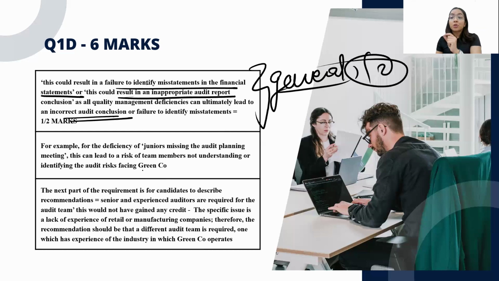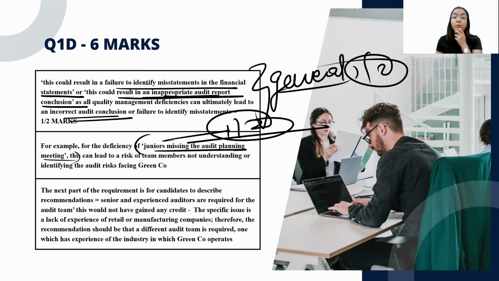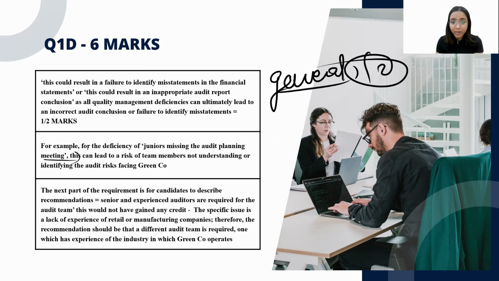Fine. In order to get 1 full marks, junior missing the audit planning meeting, this would lead to the risk of team members not understanding or identifying audit risk. So that if you would have simply said juniors missing the audit planning meeting would result in an inappropriate audit report conclusion, you would have got half marks. Then you would come and run and say, ma'am, I wrote the purpose, I wrote the explanation. No, you wrote a very general answer.